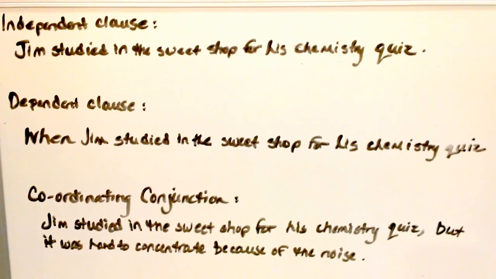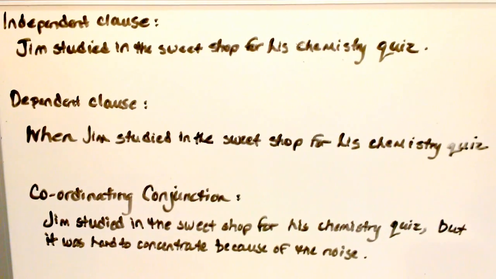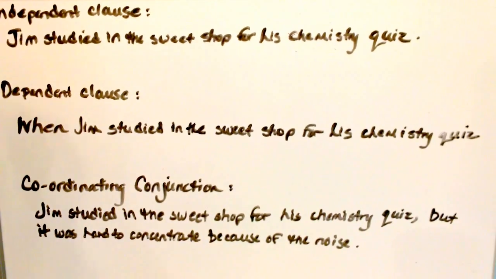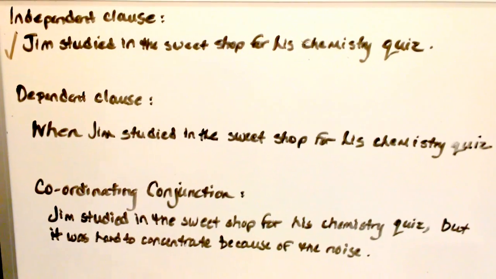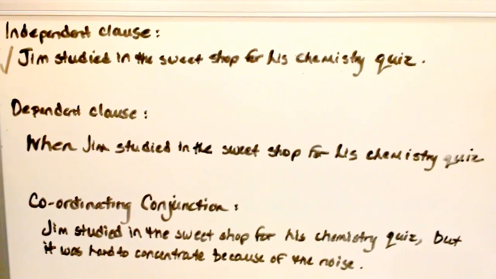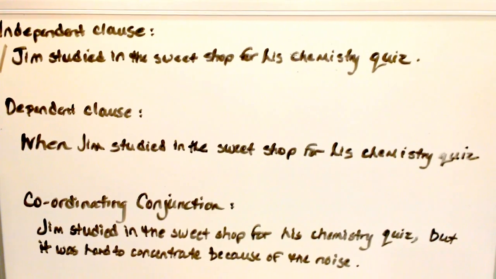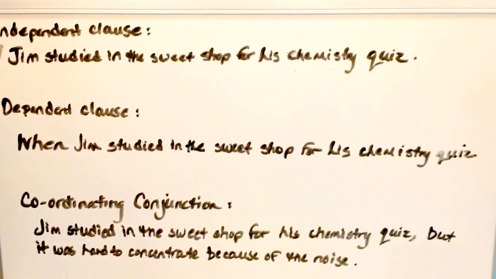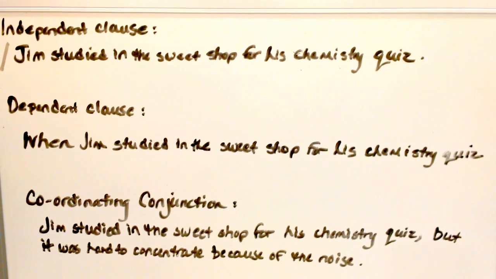For example, Jim studied in the sweet shop for his chemistry quiz. This is correct. A dependent clause is a group of words that does not express a complete thought. A dependent clause cannot be a sentence.